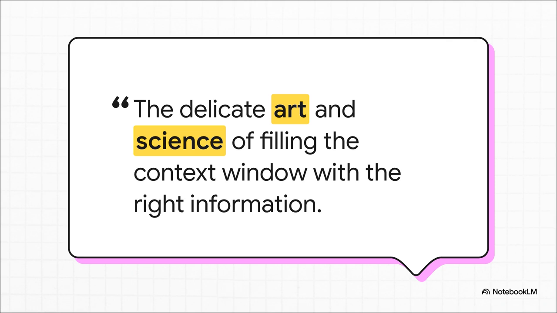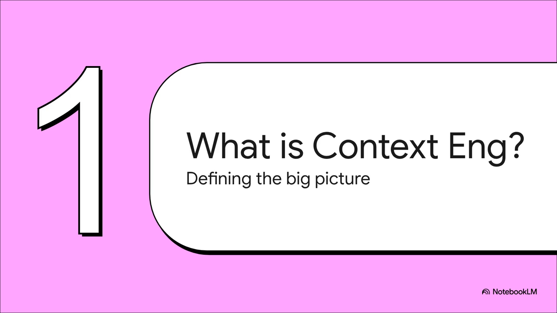And hey, don't just take my word for it. This term was actually coined by the AI leader Andrej Karpathy, and I love his definition. He calls it a delicate art and science. That phrase is perfect, isn't it? It captures the idea that this isn't just about cramming more data in. It's about precision. It's about carefully curating and designing the information to steer the AI exactly where you want it to go.